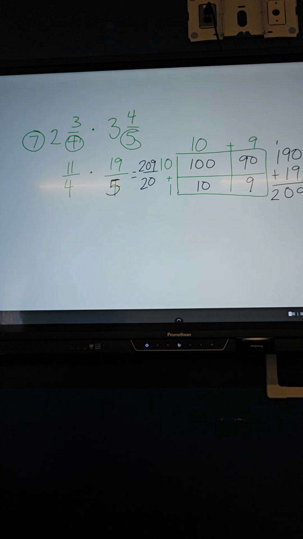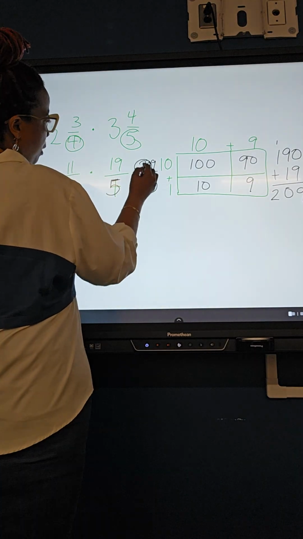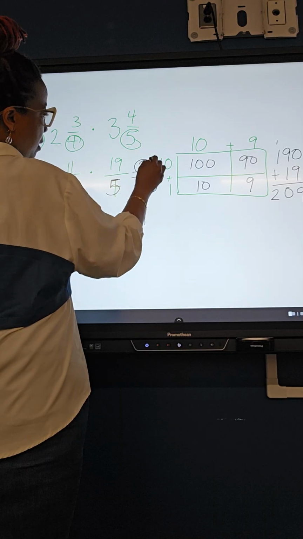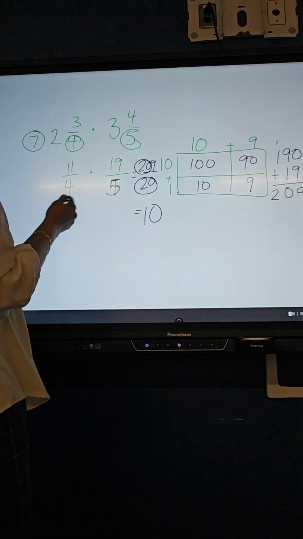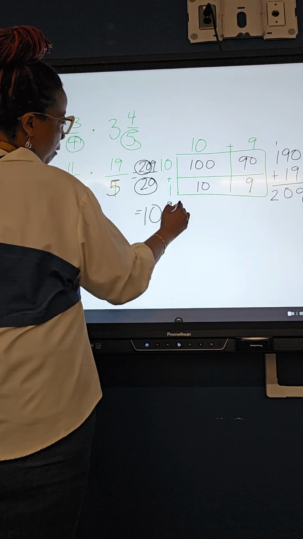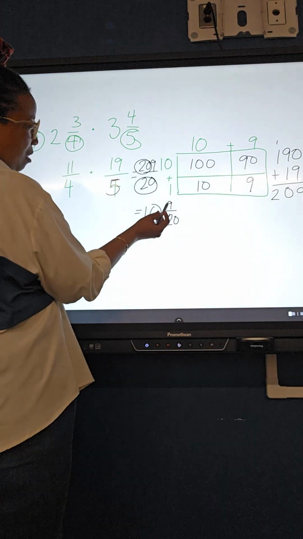209 over 20. I don't think your assessment is asking for you to change this to a mixed number, but it does ask us to calculate. So I know that 20 divided by 20 equals 1. And then 20 can't go into 9, so that would be a 0. So it'll be 10, and then that 9 would be left over 20. So if I'm thinking about this, I know, again, if I'm estimating, this is like 10 over 20.